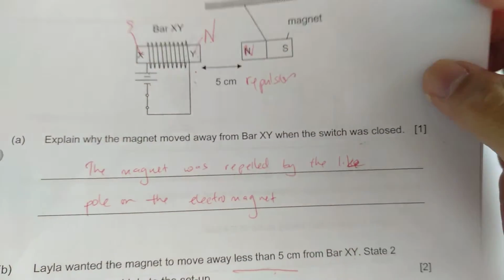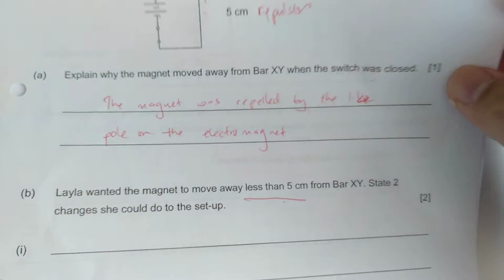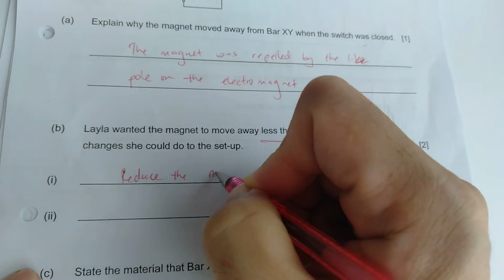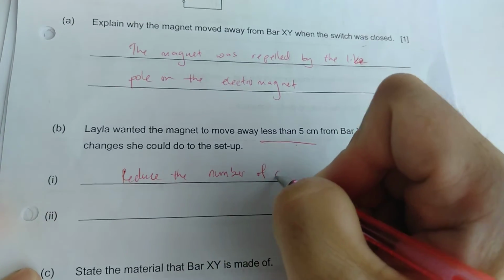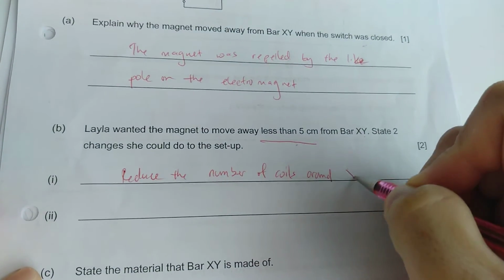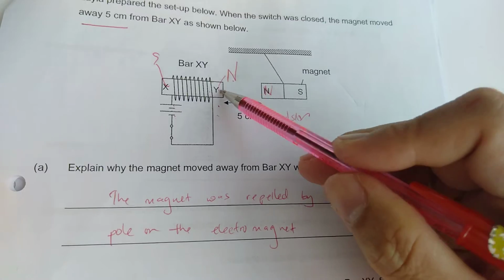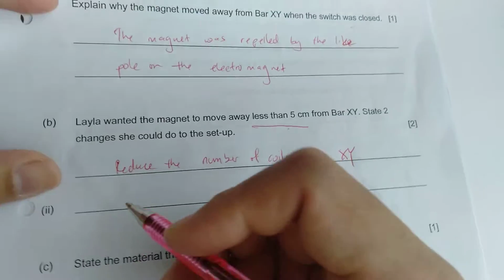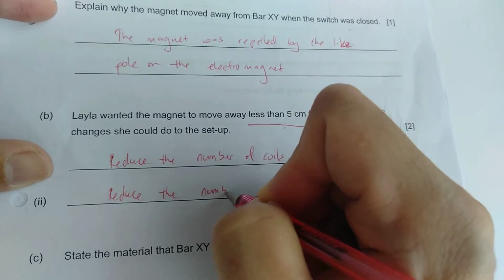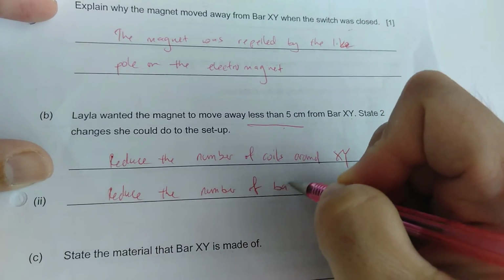Okay, so that's what we're going to do. Firstly, just reduce the number of coils around XY. This is XY. Next one, reduce the number of batteries.